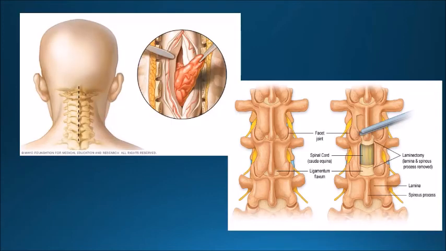So we generally go for the posterior approach for any kind of spinal cord tumors. We take an incision at the midline depending on the localization of the spinal cord tumor. After separating the skin, soft tissue, and the paraspinous muscles, we remove the spinous process and then the lamina to reach the dura. We perform a midline durotomy and then we localize the lesion inside the dura.